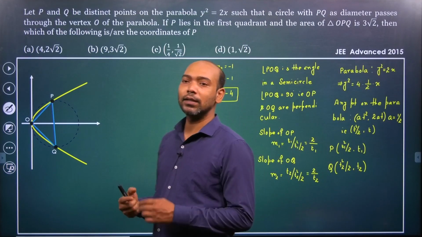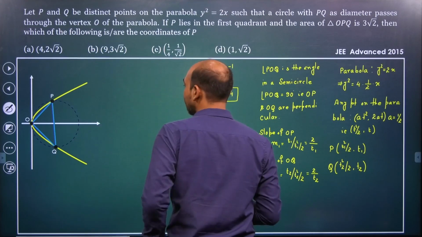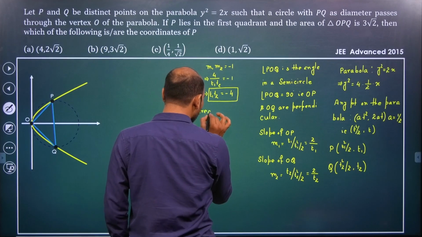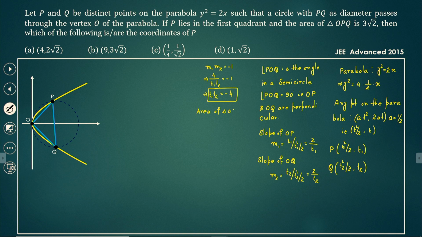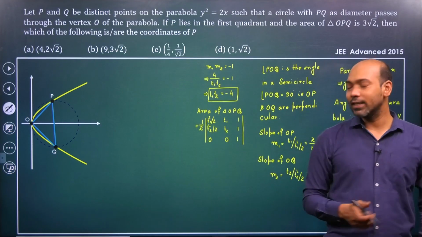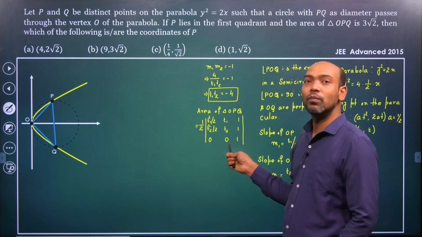Now our job is to calculate some other relation between t1 and t2. That's why we'll use the area of the triangle OPQ. Let's use the determinant to represent that area. It will be t1 square by 2, t1, 1, then t2 square divided by 2, t2, 1, then 0, 0, 1. This determinant represents the area. We expand with respect to the third row, because in the third row two zeros are present.